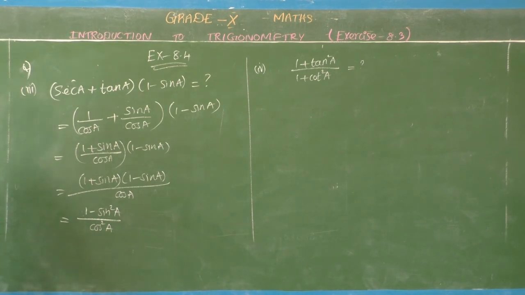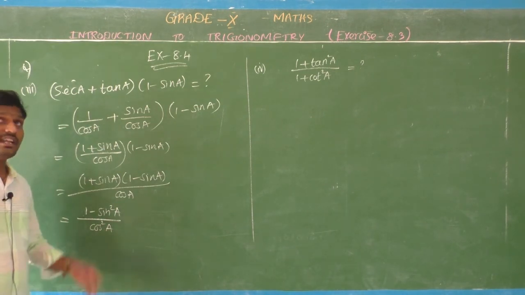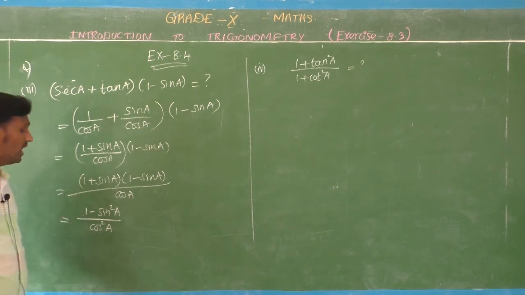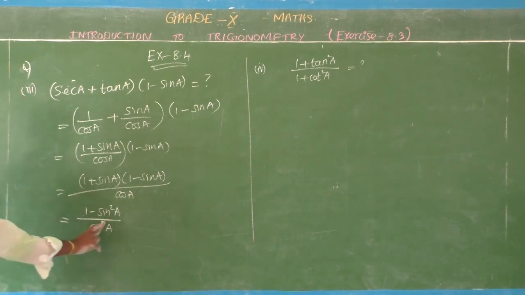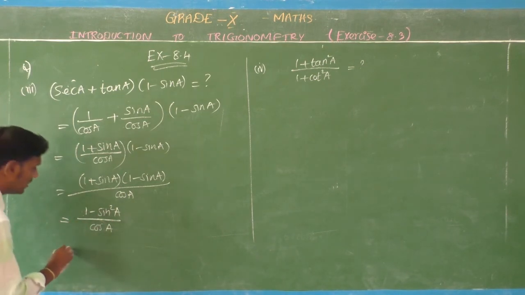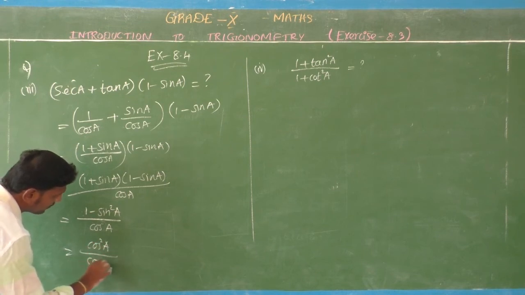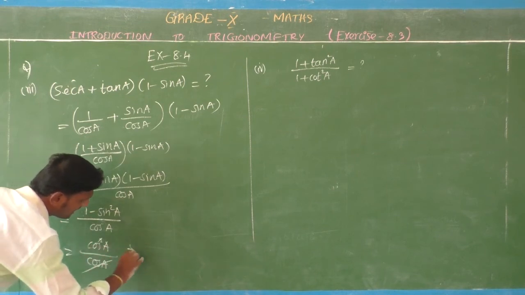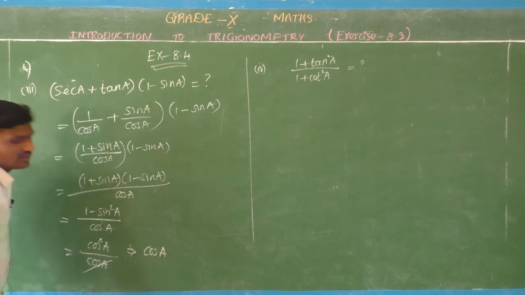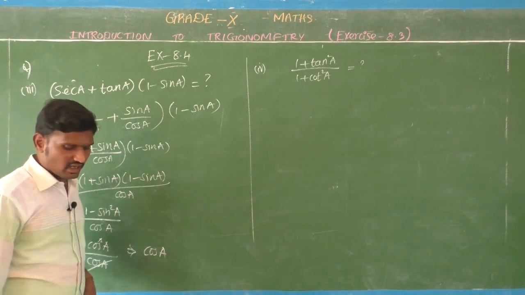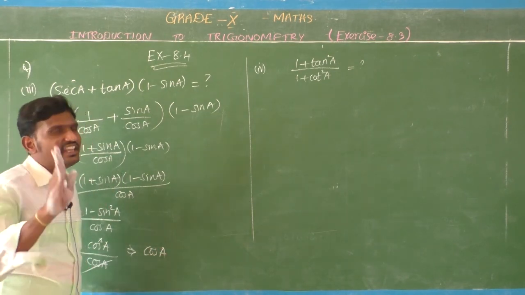And already I told you from that identity, sin square A plus cos square A equal to 1. Cos square A only we need, so what will come? Cos square A means 1 minus sin square A. So 1 minus sin square A means cos square A by cos A. So 1 cos and 1 cos cancel. So the answer is cos A. The option is D.